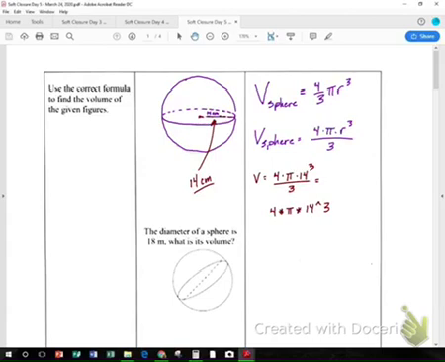4 times pi times 14 cubed equals that big number. Divide that by 3. Yeah. So the volume of that thing is 11494 centimeters cubed. Yeah?